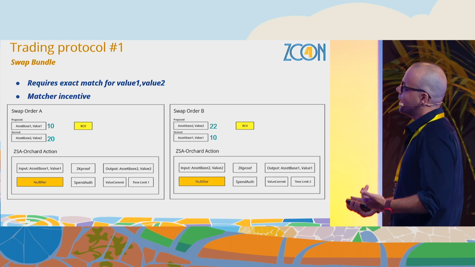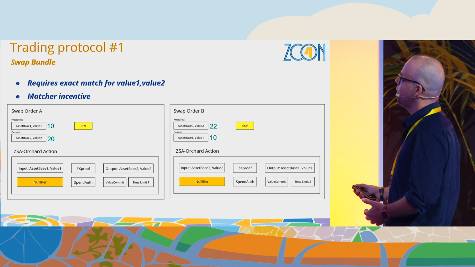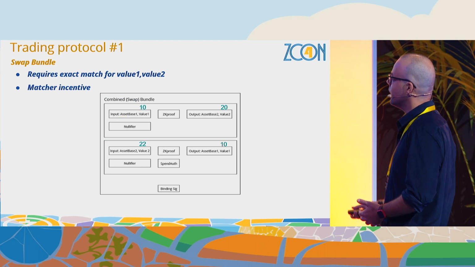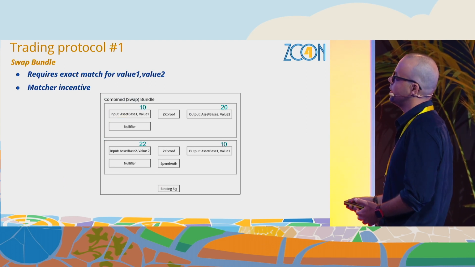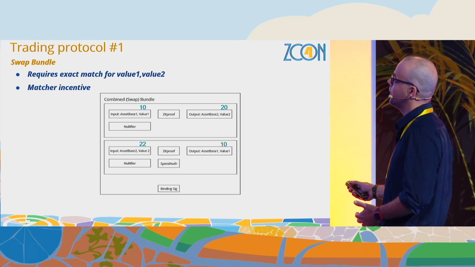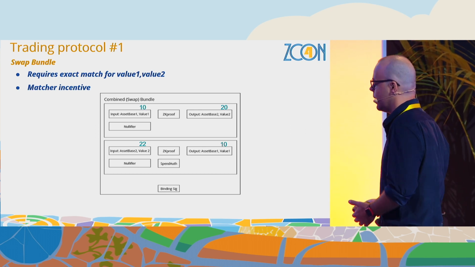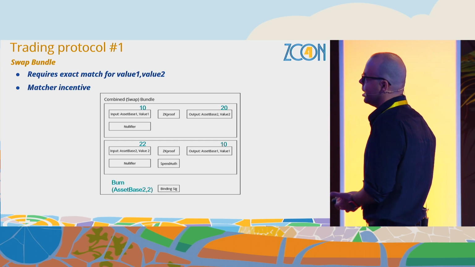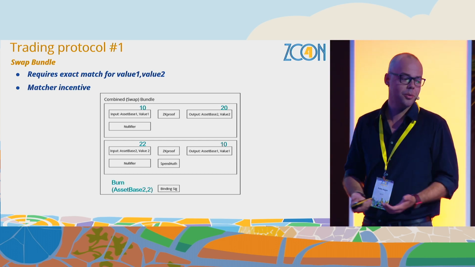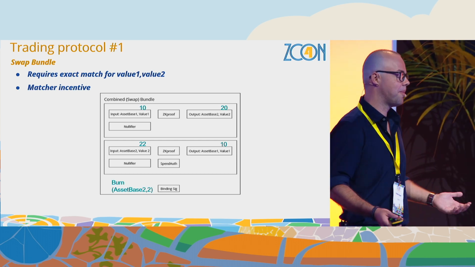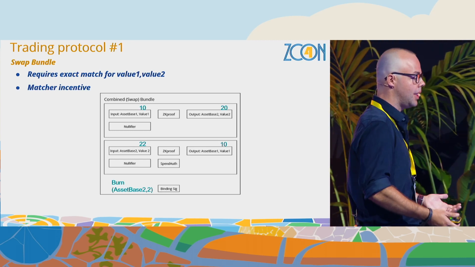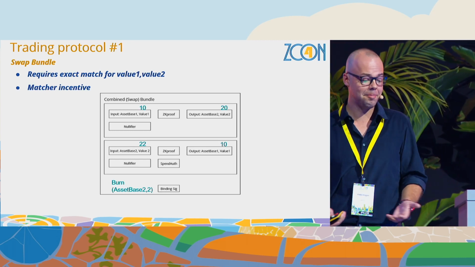OK, this seems like a match, but there is additional value on the table. So we cannot create a binding signature, because we have more value on the input side than on the output side. So a naive solution would be to burn this extra value. But burning value is not ideal.